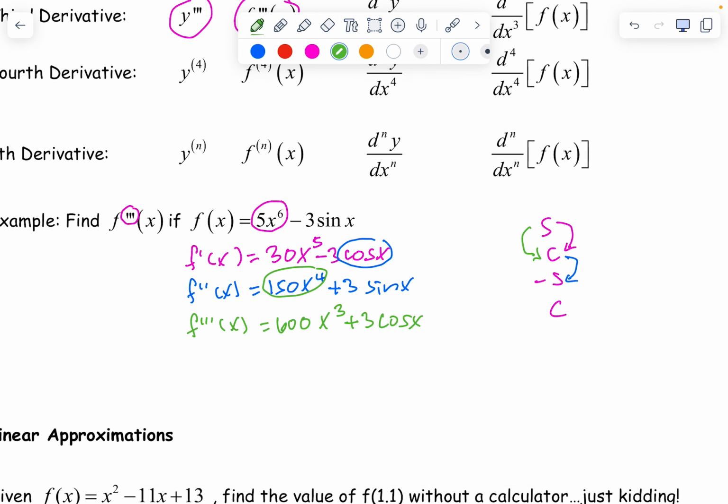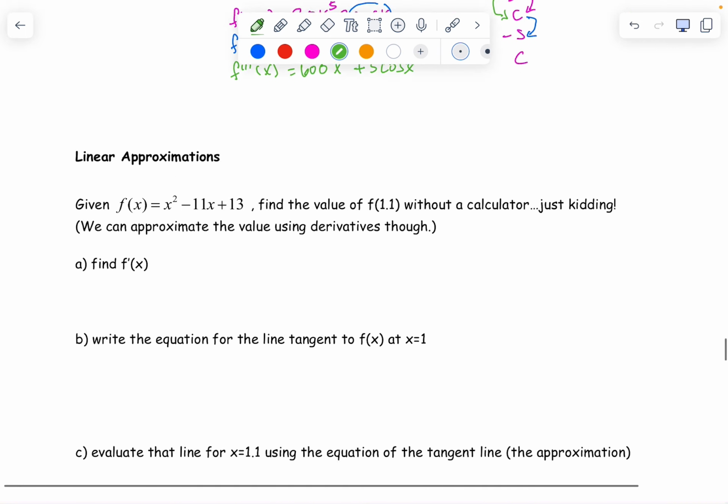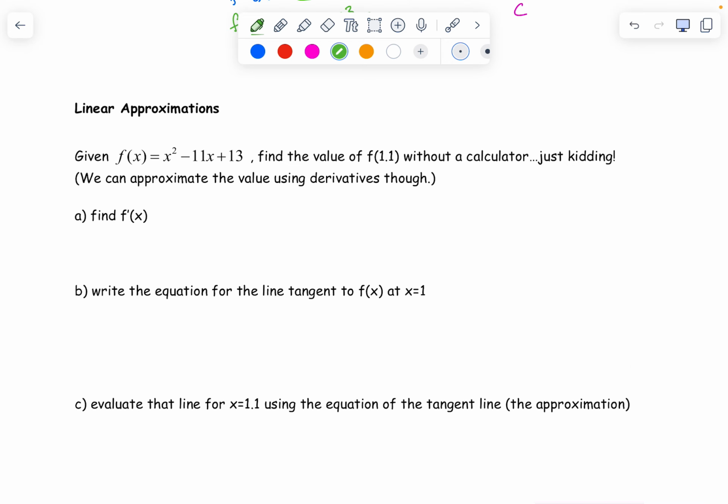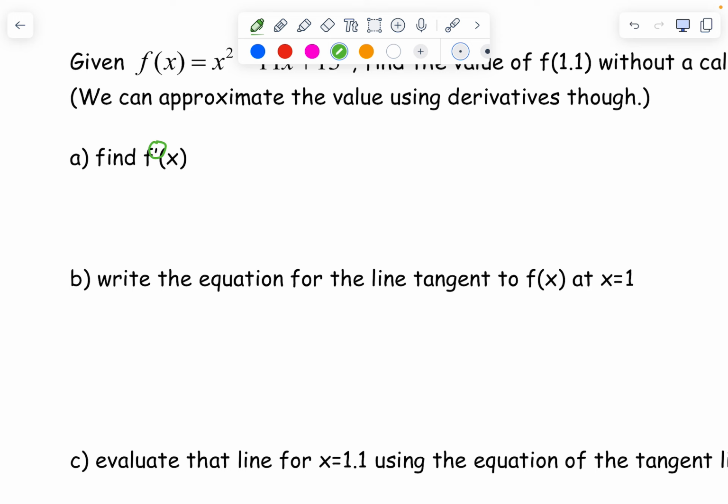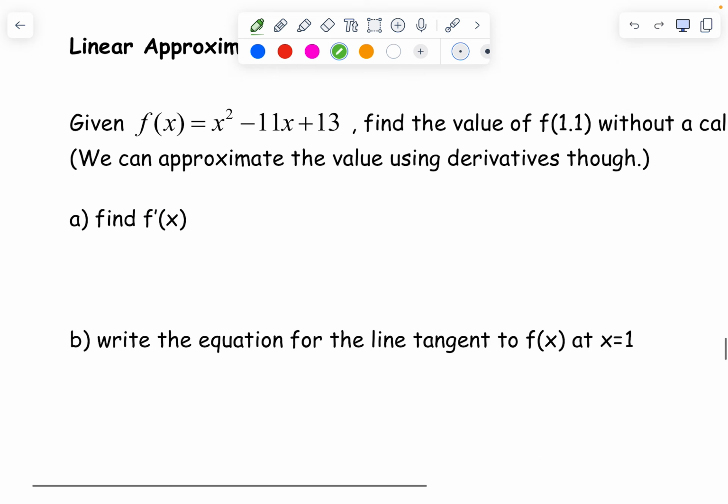Okay? Let's do a quick review on what you should have known on 2.1 on the quiz. If you were like, ooh, I messed up big time, time to have an aha moment. All right. Let's see. Callie, go ahead and read underneath the linear approximation the first 2 lines. Given f of x equals x squared minus 11x plus 13, find the value of f of 1.1 without a calculator. Just kidding. I know that was lame, I'm sorry. Approximate values and derivatives, though. All right. So we have f prime. The prime means to do what? Find the derivative. Let's do that real quick.